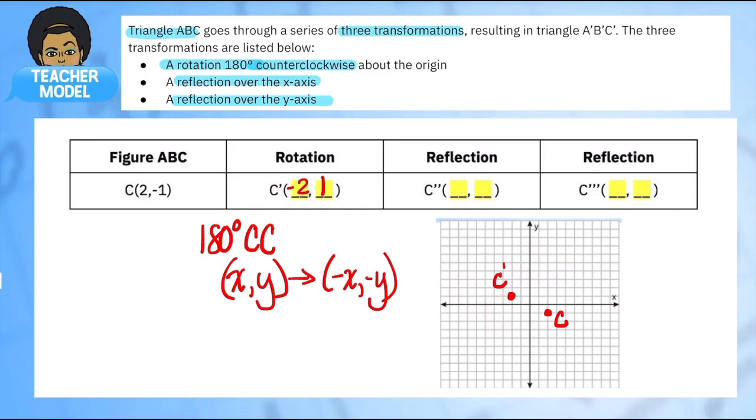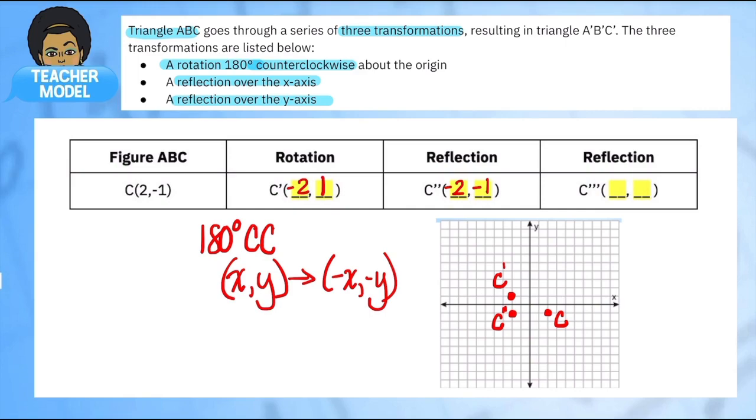So looking at that, is your x going to change? When we flip over the x-axis, my x is going to stay the same. The only thing that's going to change is my y. So my x will still stay -2, and my y is now just going to become -1. So there's my second change happening. All it did was flip over the other side.